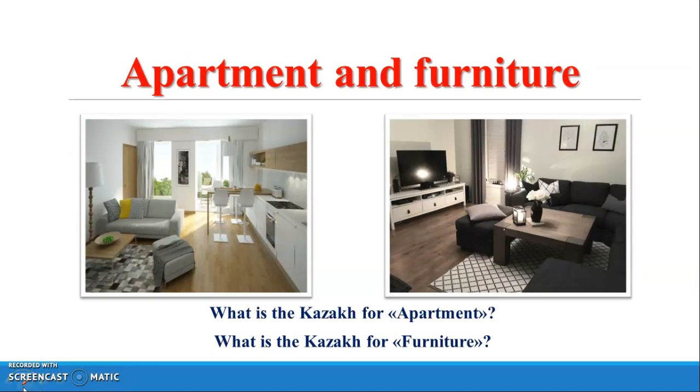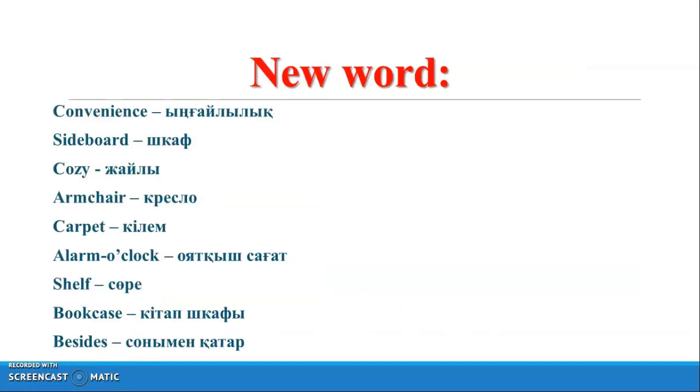Apartment and the furniture. What's the Kazakh for apartment? Yes, you are right. What's the Kazakh for furniture? Very nice. Today's new words: convenience, ыңғайлылық, sideboard, шкаф, cozy, жайлы, armchair, кресло, carpet, кілем, alarm clock, оятқыш сағат, shelf, сөре, bookcase, кітап шкафы, besides, сонымен қатар.